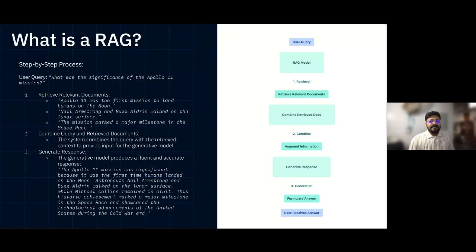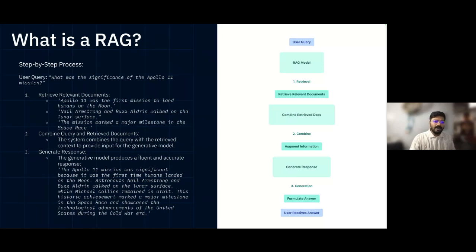RAG works in 3 steps. RAG retrieves the relevant documents. The system retrieves relevant documents or passages from a large corpus; a Wikipedia page, for example, could be split into multiple chunks, and those could likely contain the answer to our question. Then we combine the retrieved documents with the original query to provide context for the generative model. The generative model generates a response based on the combined input of the query and retrieved documents.